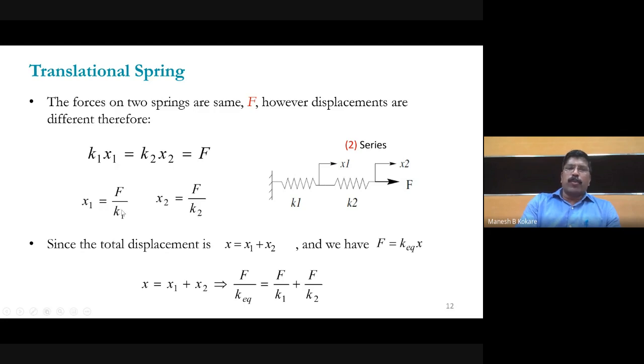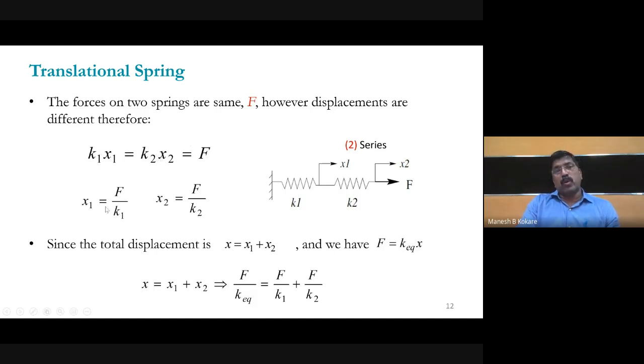Now if the value of K1 is different, then definitely the displacement will be different for K1. For example, if stiffness is less, there will be more displacement for this one, and if the stiffness of K2 is high, then there will be less displacement. So overall, force is the same, but displacement will be different, and it depends upon the stiffness of the individual spring. Since we have applied the same force, this force is equal to K1 into X1, which is equal to K2 into X2.